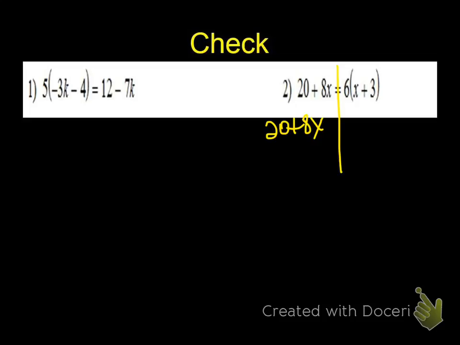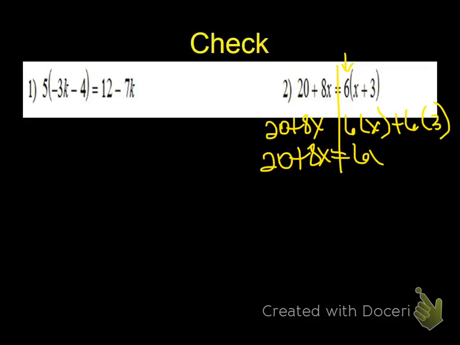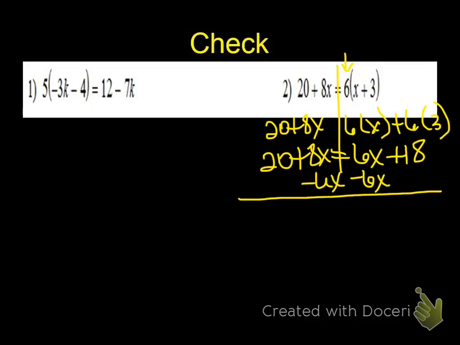This side we have a 6, we have to distribute, so we have 6 times x plus 6 times 3. 20 plus 8x equals 6x plus 18. Again, the 8x is bigger than the 6x, so let's leave the 8x. We'll subtract 6x from both sides, trying to keep that coefficient positive if we can. Now we have 20 plus 2x equals 18.